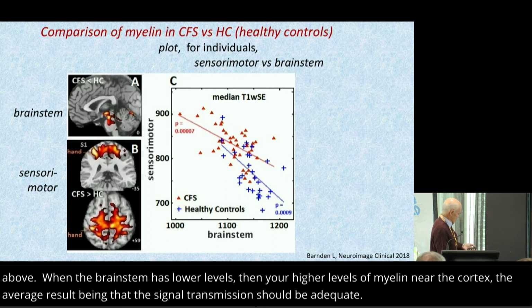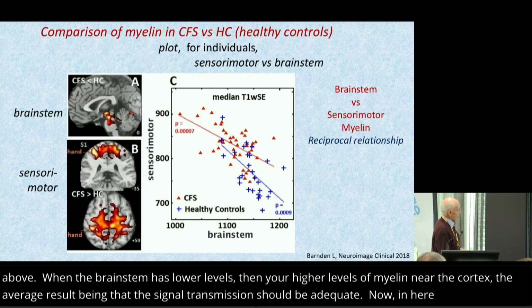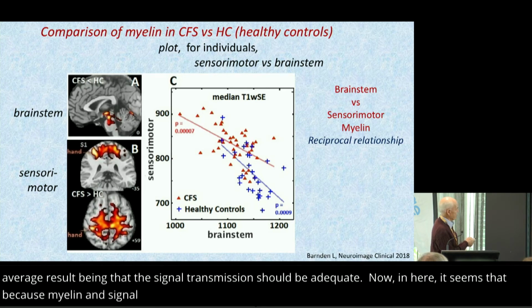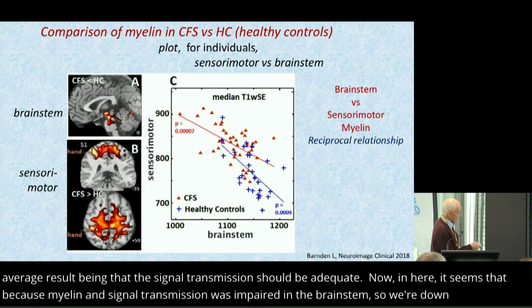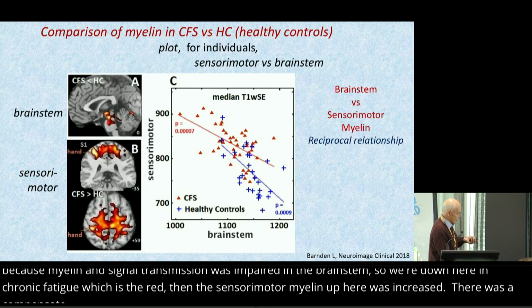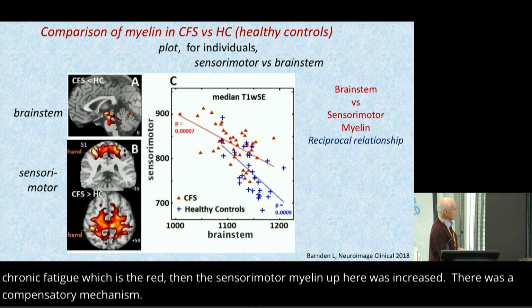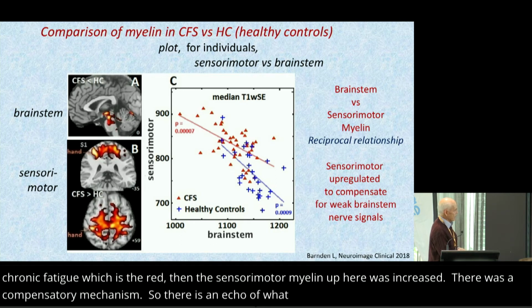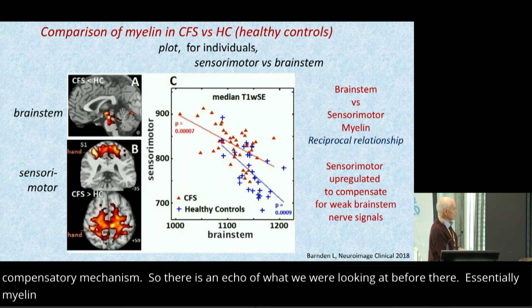Now here, it seems that because myelin and signal transmission was impaired in the brainstem, so we're down here, in chronic fatigue, which is the red, then the sensory motor myelin up here was increased. There was a compensatory mechanism. So there's an echo of what we were looking at before there. Yeah, so sensory motor myelin was upregulated to compensate for weak brainstem nerve signals.